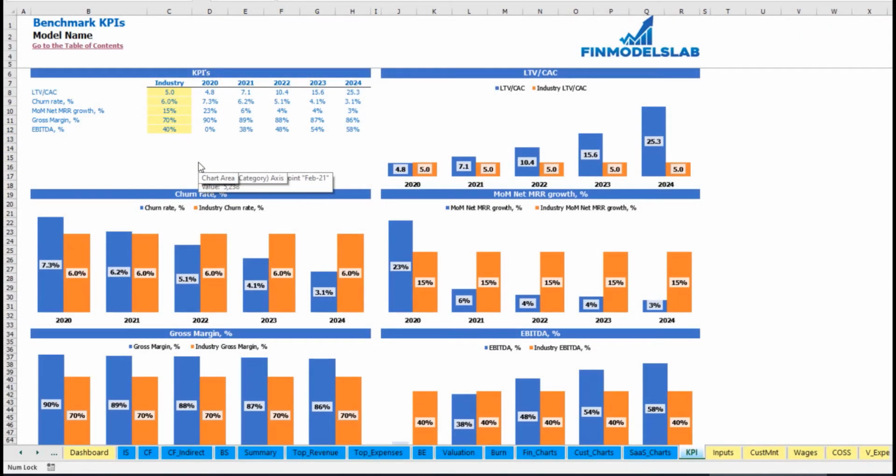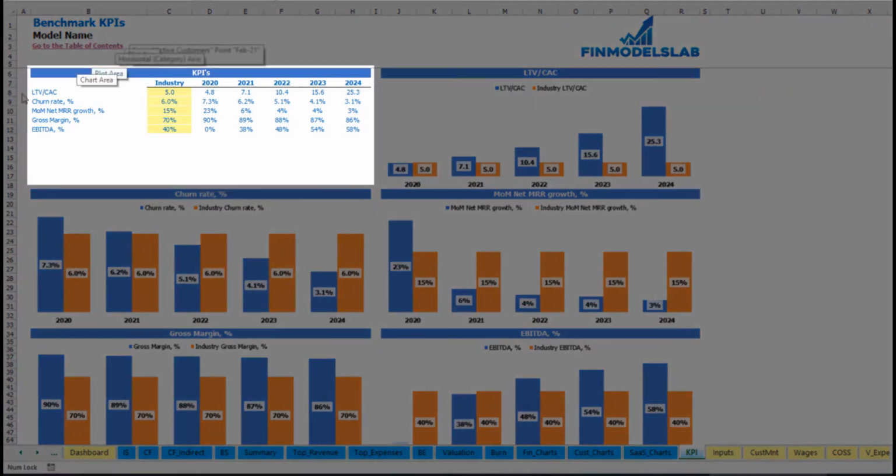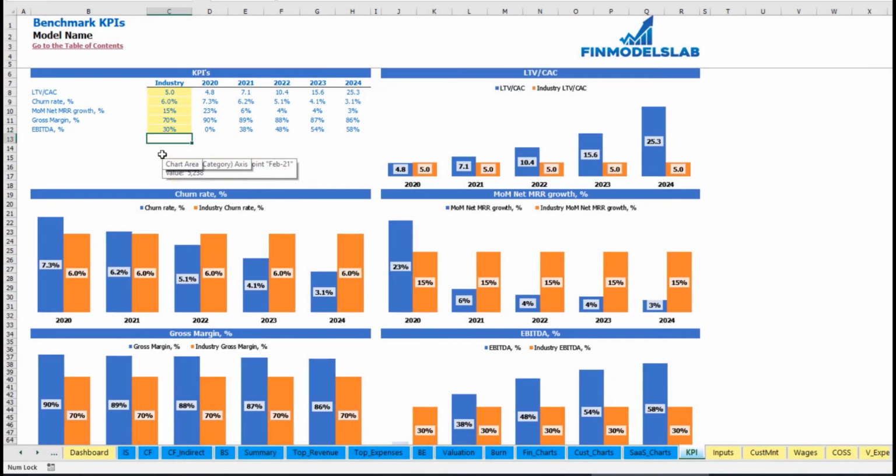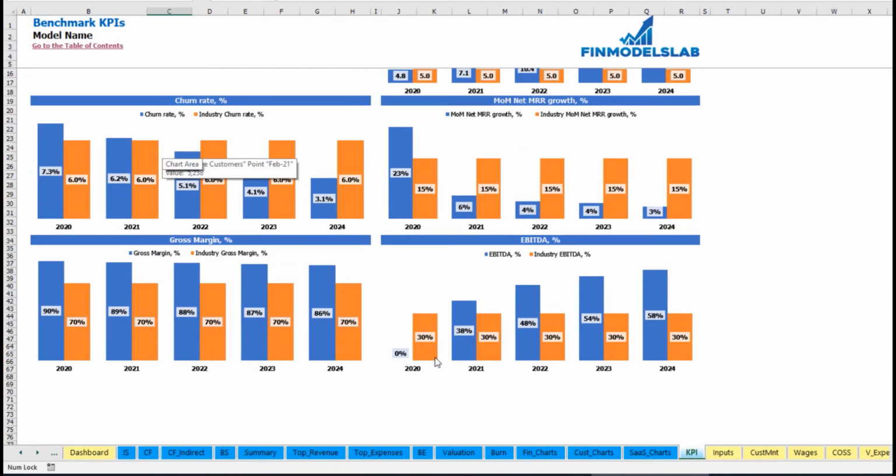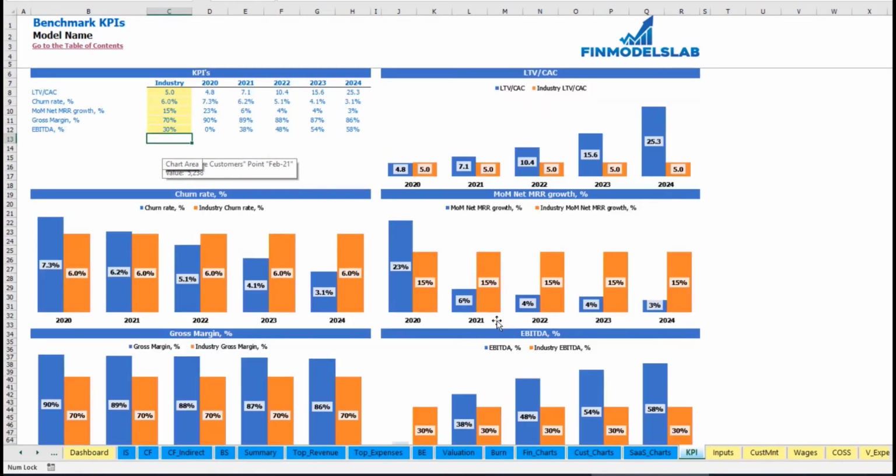On the KPI tab, you may see the main benchmark KPIs for the SaaS industry, which is LTV to CAC, churn rate, month-over-month net MRR growth percentage, gross margin, and EBITDA percentage. You may set the industry-specific KPIs which work for your country or for your region. For example, the EBITDA percentage can be 30%. So you may see on this chart that EBITDA percentage now is 30%.